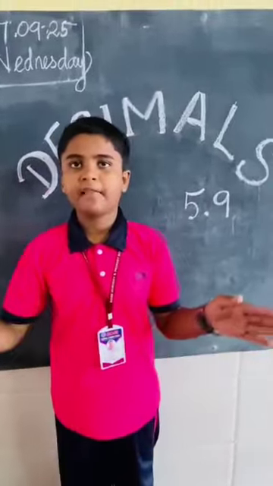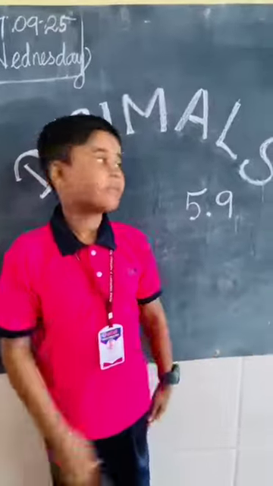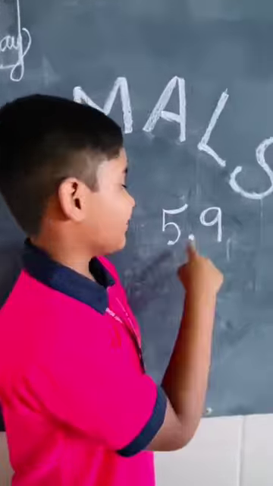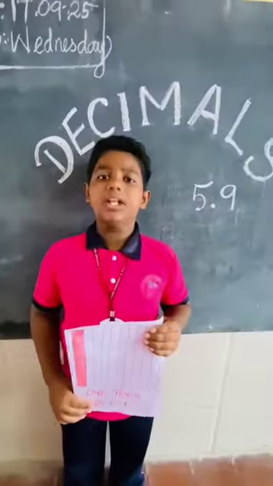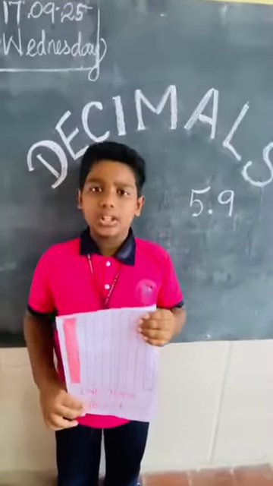This point separates the fractional part and the whole part. Example: 5.9, where 5 is the whole part and 9 is the decimal part. Place value of decimal: tenths, hundredths, thousandths.